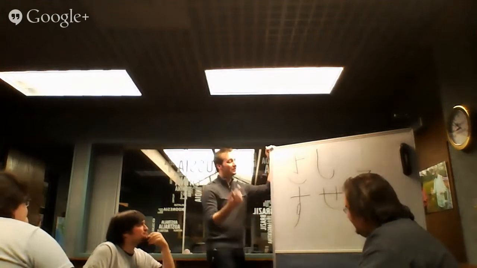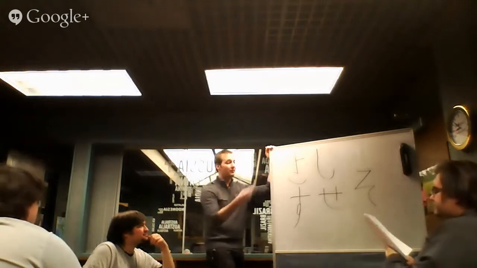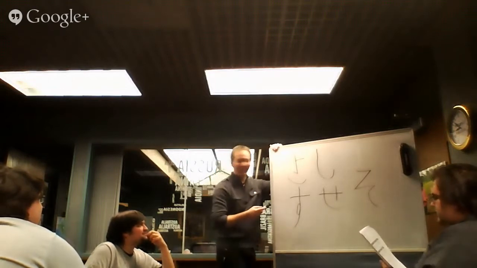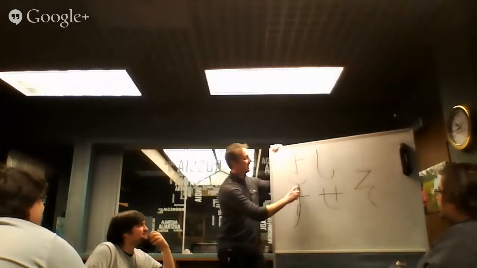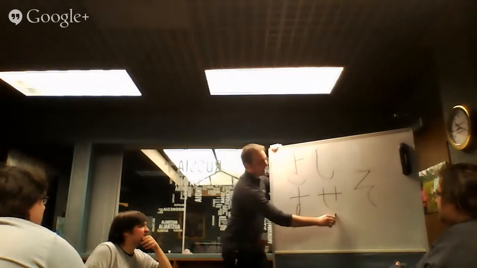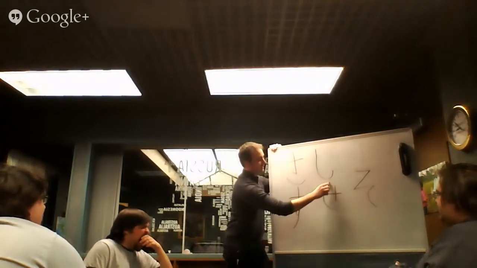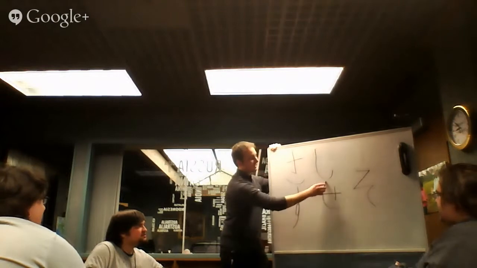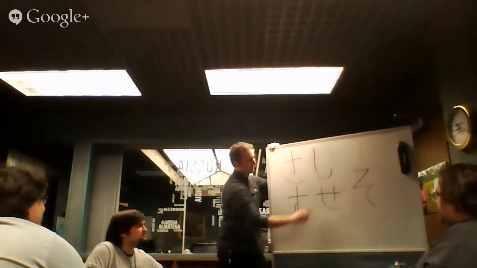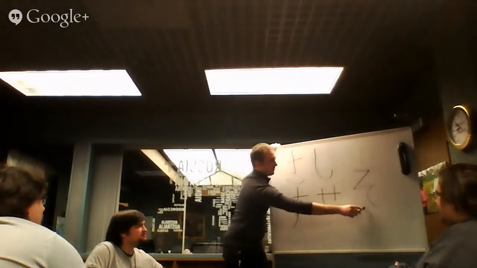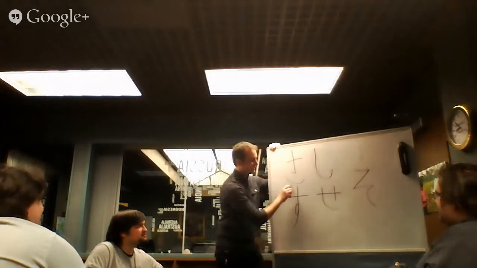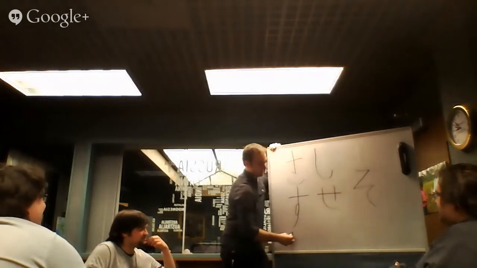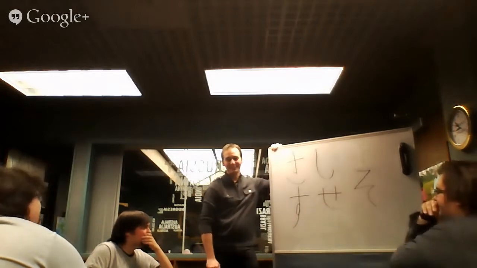All right, so here we go. I'm going to read them and you repeat them back, and then we'll go around the table and I'll mix them up. Sa, Sa, Shi, Shi, Su, Su, Se, Se, So, So. Then the same syllables in mixed order. All right, that's pretty good.